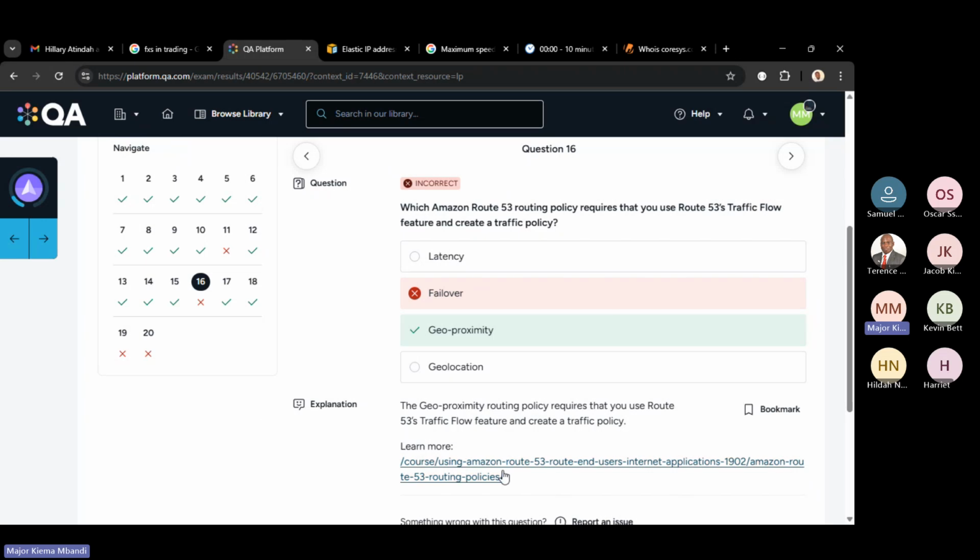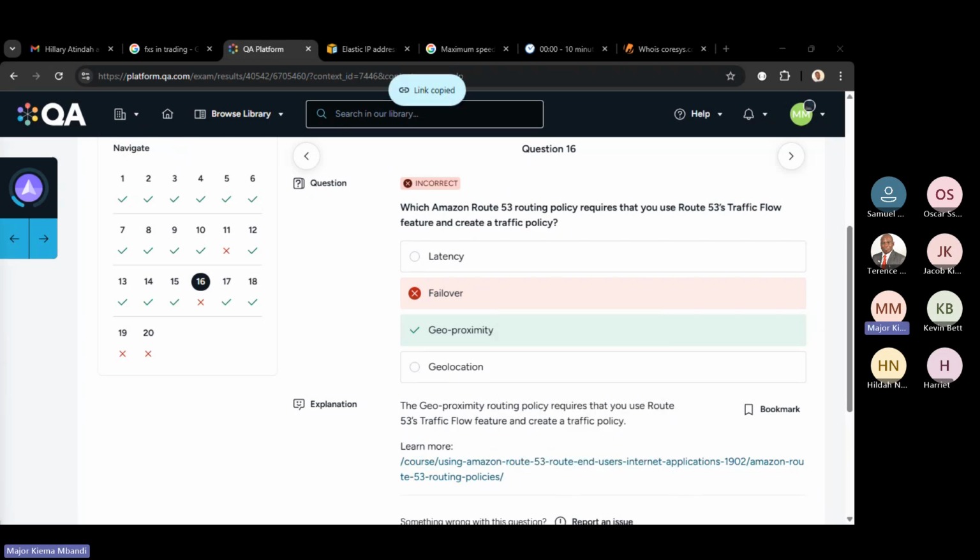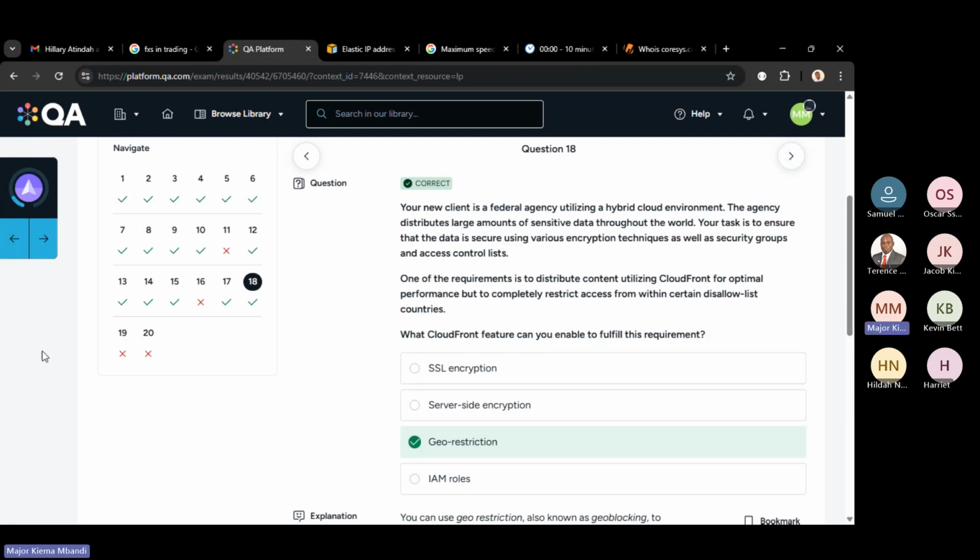Let me share this link. I think these routing policies are normally tricky, but you need to understand them. The link is also on the chat. You can just read on your own later.